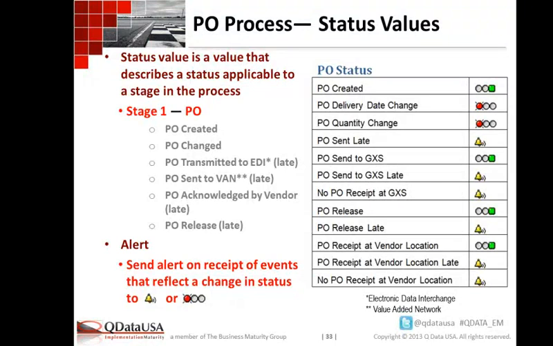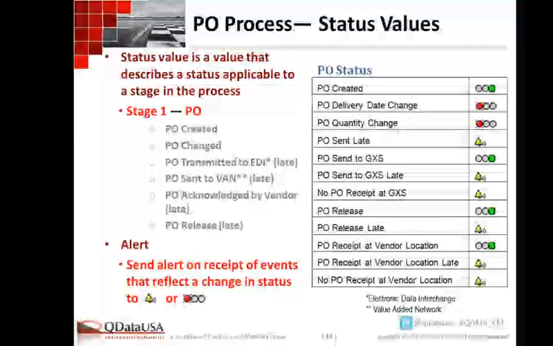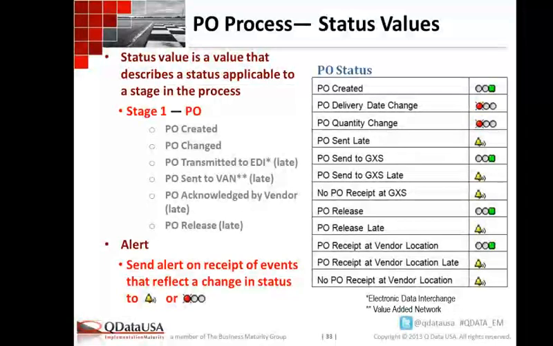If we get a delivery date change or a quantity change, we flag that as an exception. So now this is something that we need to deal with. PO has been sent as late. So in other words, this is that scenario where I've sent it to my translator. They haven't acknowledged it within the amount of time that we gave to them. So now it's late. So now this is something I need to look at.